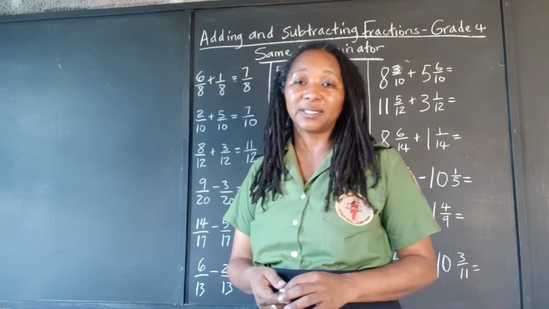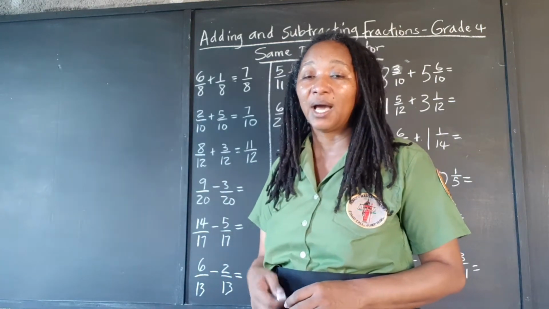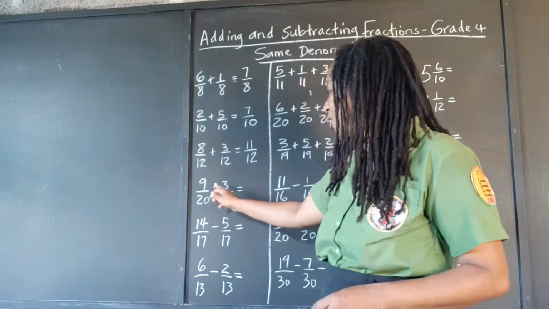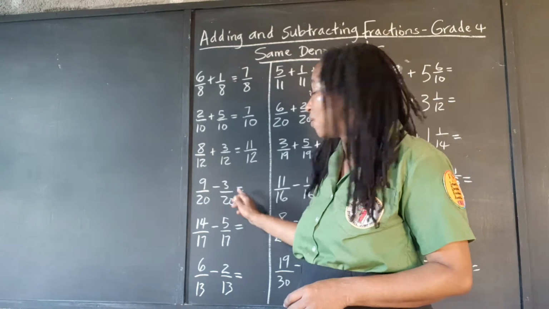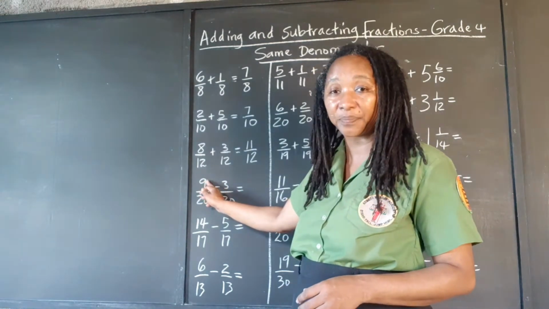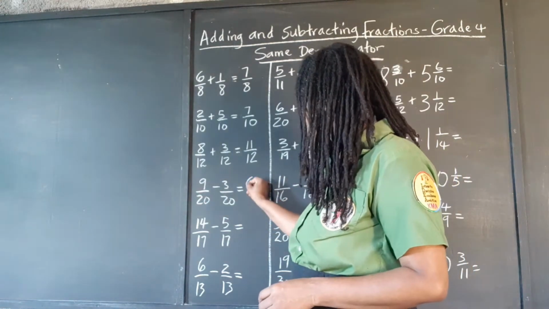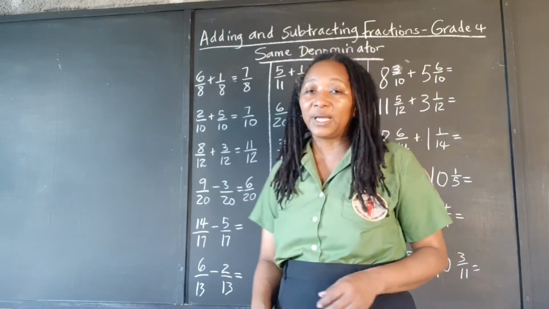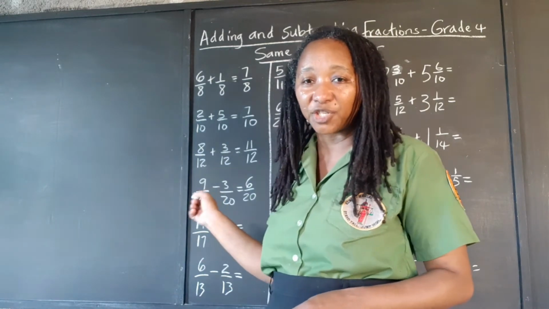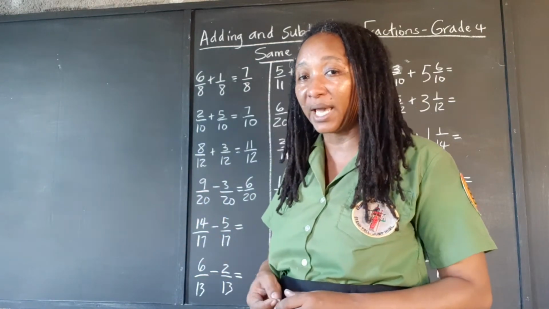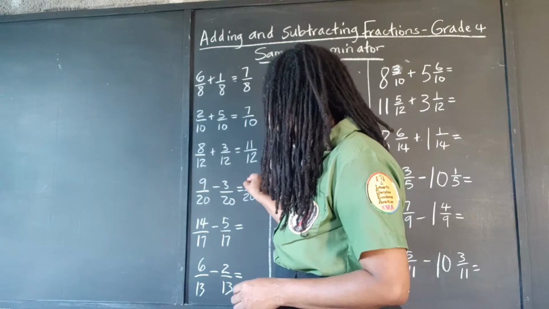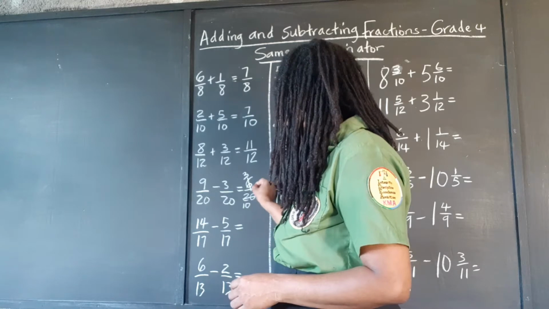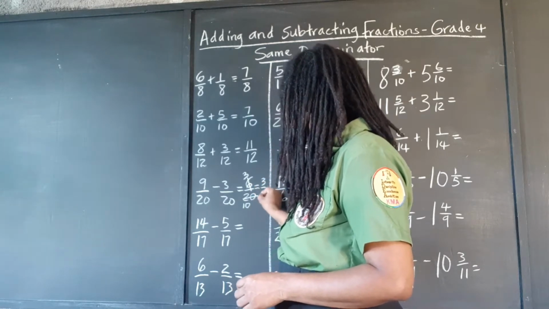Once the denominators are the same, we simply go ahead and subtract the numerators. So 9/20 subtract 3/20. We just take the 3 from the 9 in the numerator, that's 6, and we put it back over 20. Now in this case, this fraction can be reduced. So we are going to go ahead and reduce it. Dividing by 2, 2 goes into 6 3 times. 2 into 20, 10 times. The final answer is 3/10.